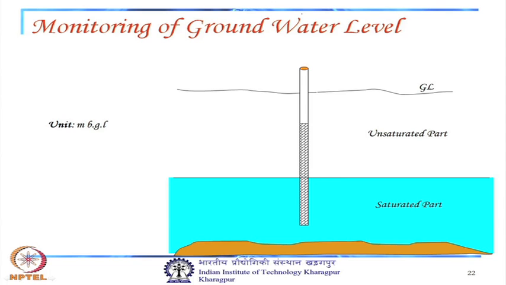Let us say this is our GL value, GL, and this is the unsaturated part of the aquifer, this is the saturated part, and this is basically our bedrock. And this is our groundwater level in the aquifer. So, the unit of groundwater level, that is generally considered as H, this H is a BGL value, meter BGL. BGL is below ground level. This is a typical piezometer, and this is the screen or well screen. So, with that we can monitor the groundwater level in any area.